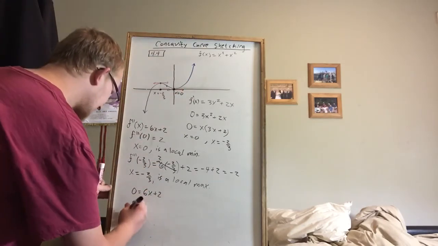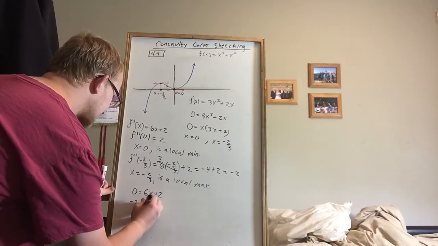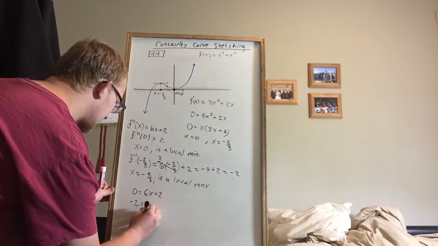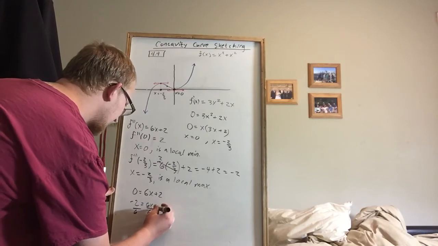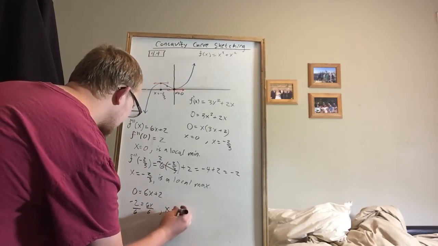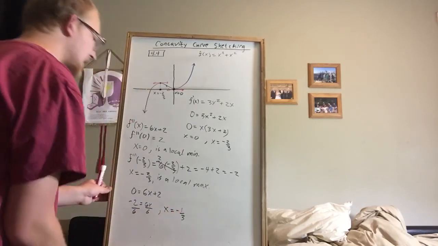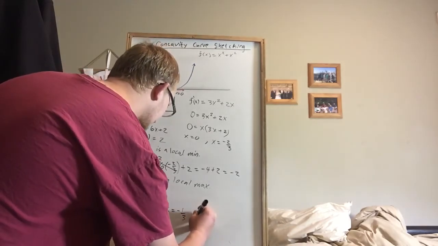So we'll solve for that using the double derivative. Minus 2 equals 6x, divide by 6, divide by 6. And what you end up with is x equals minus 1/3. And this is an inflection point.